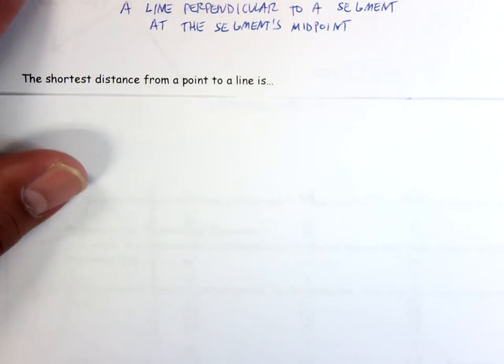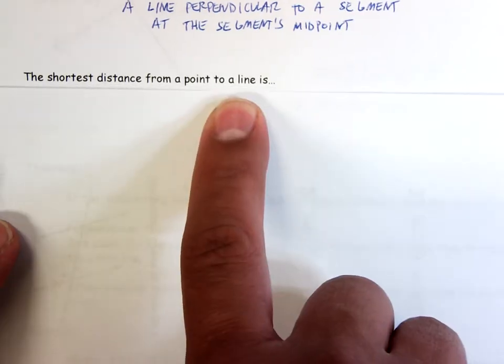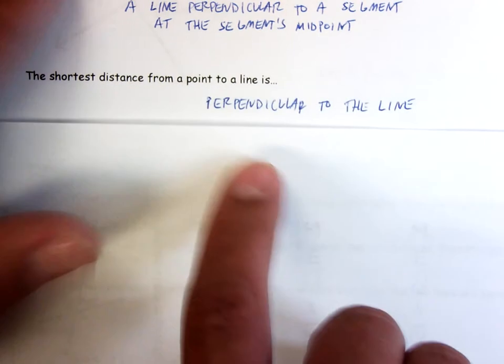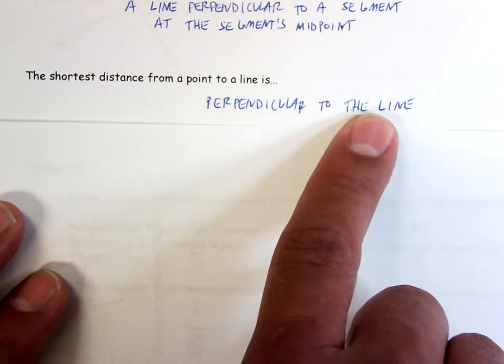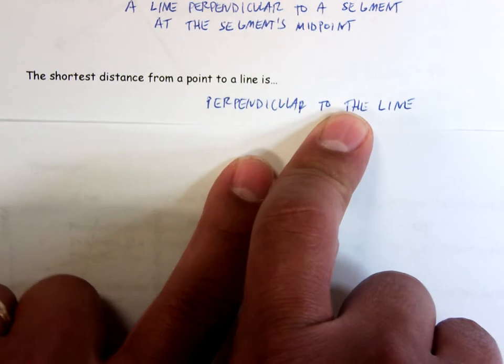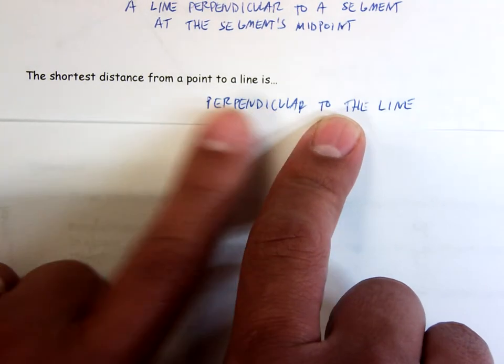Alright? The shortest distance from a point to a line is a line that is perpendicular to said line. Example on the back. If that's a little confusing, we've got an example on the next page.